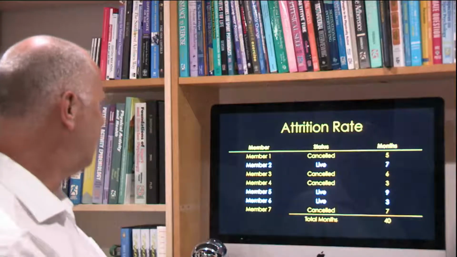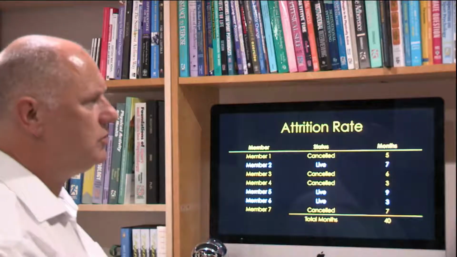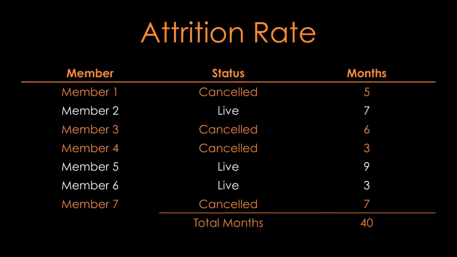On this table, what you see is in the first column, the members 1 to 7. And I've highlighted all the cancelled members in orange and all the live members in white. In the middle column is their status, and in the final column is the months of membership they are contributing to the business. So we know that member 1's giving us 5 months, member 2 7, and so on. And what we need to do is total the number of months our members are giving us.